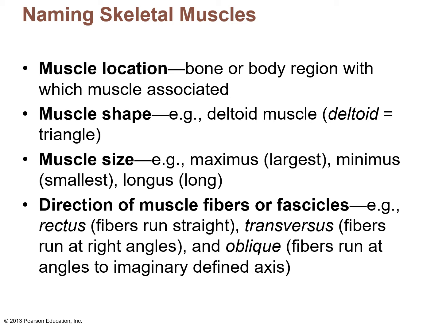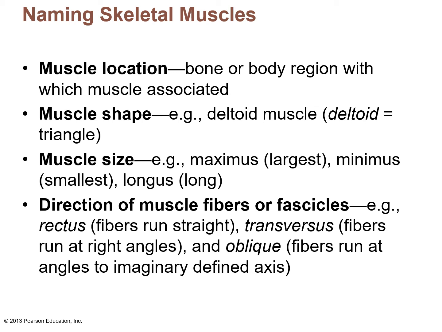Muscle shape, deltoid, because it's shaped like a triangle. Sometimes if you have muscles in a group or more than one, you might call the larger one the maximus, the smallest the minimus. Sometimes if there's 3, medius is intermediate. You could have longus for long, brevis for short. So these are just different ways you can name muscles.